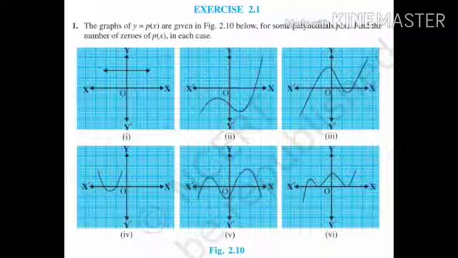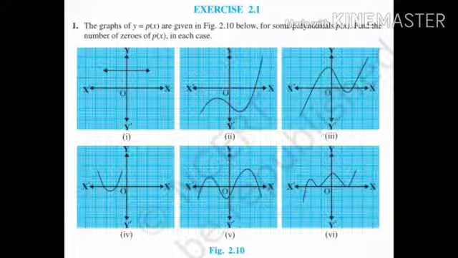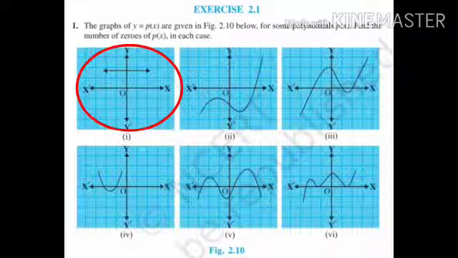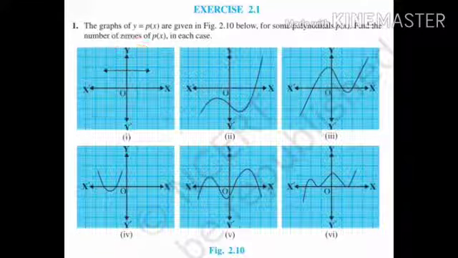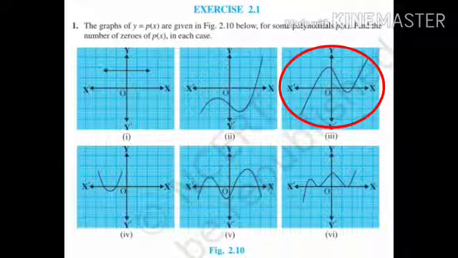Exercise 2.1. Here are the graphs of some polynomials of variable x, and we have to find the number of zeros. As we know that the number of zeros of a polynomial depends on the number of times the graph intersects the x-axis. First graph does not intersect x-axis anywhere, so the number of zeros is 0. In the second graph, we can see that it intersects the x-axis at 1 point, so the number of zeros will be 1. Similarly, the third graph intersects the x-axis at 3 points, so the number of zeros will be 3.